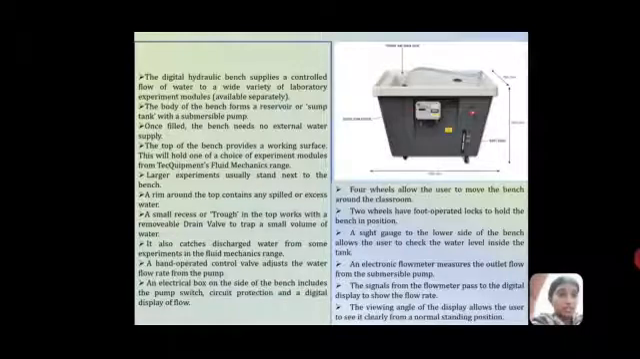A side gauge is available at the lower side of the bench, which allows the user to check the water level inside the tank. It is an electronic flow meter. It measures the outlet flow from the submersible pump. The flow meter provides signals to the digital display to show the flow rate. The viewing angle of the display allows the user to see it clearly from a normal standing position. So by using the digital hydraulic bench, we can overcome the challenges when we are measuring the flow.